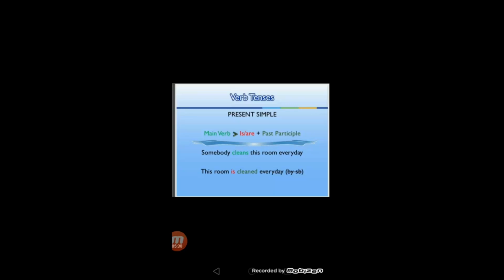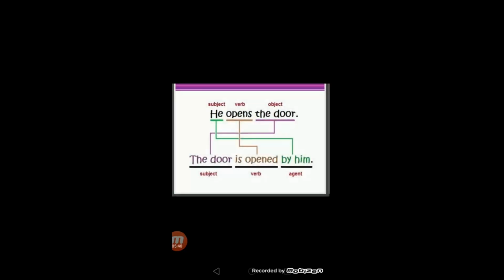Look at this example. Somebody cleans this room every day. In passive, this room is cleaned every day. Another example, he opens the door. In passive, the door is opened by him. We also can say the door is opened.